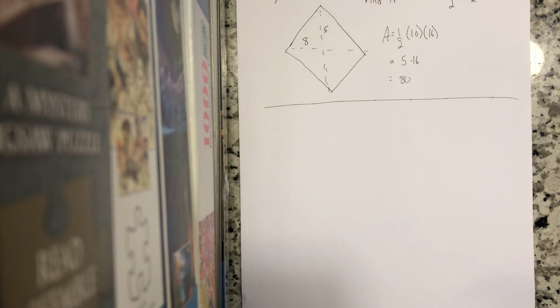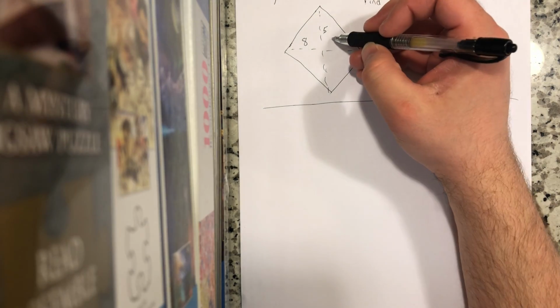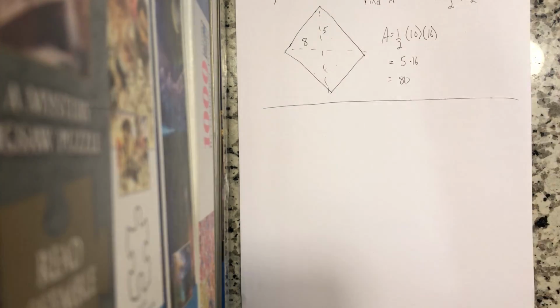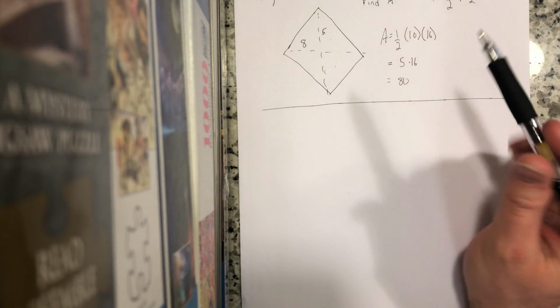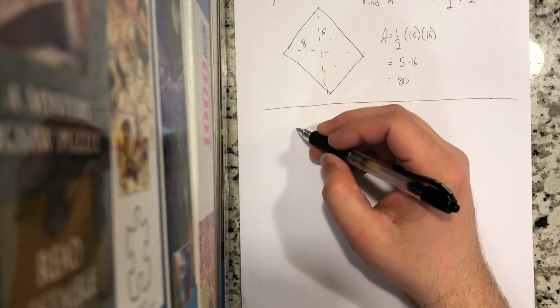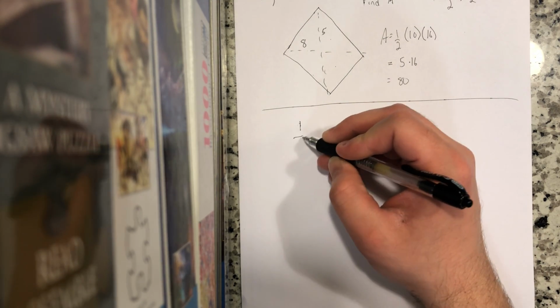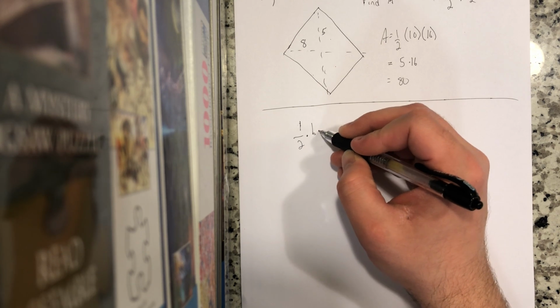Another way to think about this one, and I'll show you this, you notice that this breaks up into four different triangles here, and those four triangles are actually all congruent. So if we recall the area of one triangle, and this is just another way to think about it, the area of one triangle is 1/2 times the base times the height.